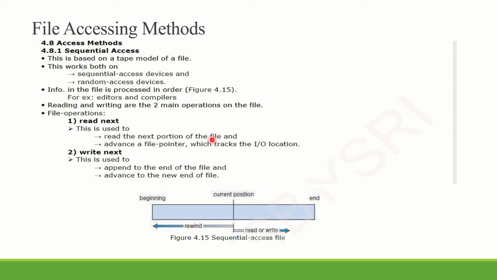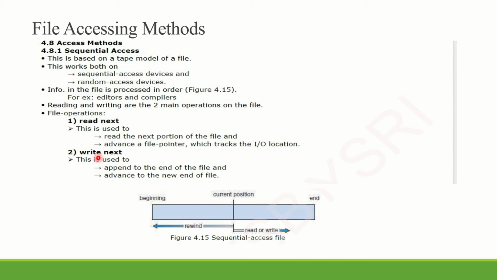It's like you are reading a book. Currently you are on the 50th page, so your current position is the 50th page. Further, when you read next, you will move to the 51st page, right? Same here. For that it uses the read next option, that is, read the next portion of the file, and it advances a file pointer which tracks the IO location. So for the reading and writing operations, the corresponding file pointers track the IO location.